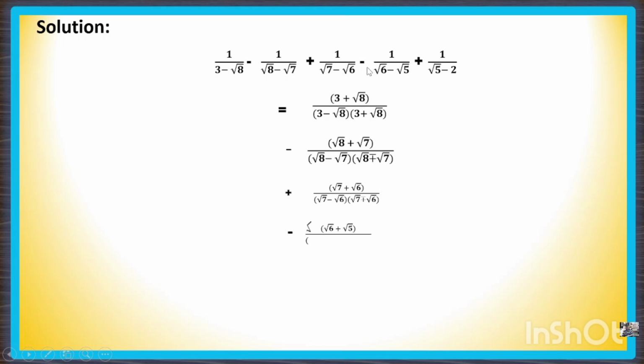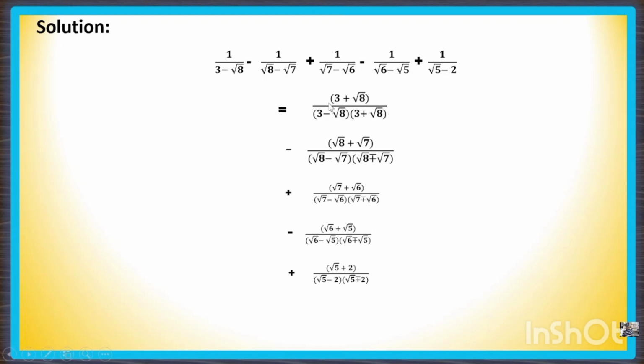Similarly, the fourth term has a minus sign, root 6 minus root 5, and its rationalizing factor is root 6 plus root 5, which is multiplied in the numerator as well as the denominator. It will be minus of root 6 plus root 5 divided by root 6 minus root 5 whole into root 6 plus root 5. Similarly, for the last term, the rationalizing factor of root 5 minus 2 is root 5 plus 2, multiplied in the numerator as well as the denominator, and it will be plus root 5 plus 2 divided by root 5 minus 2 whole into root 5 plus 2. Understood? So we multiply the rationalizing factor of the denominator in order to rationalize it.